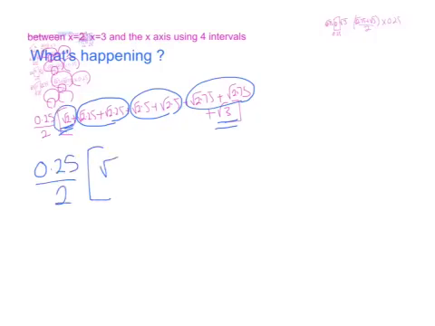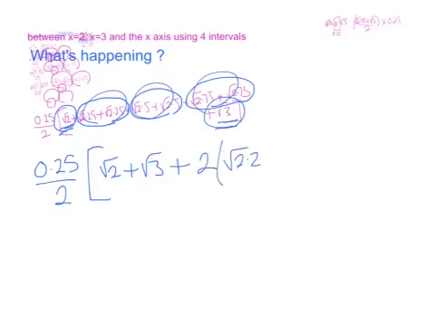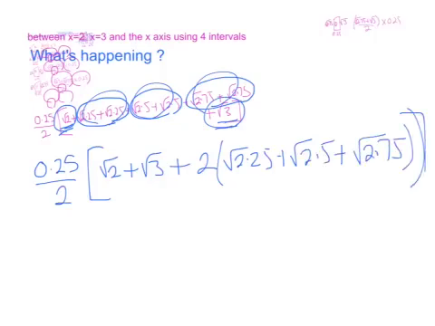Take this very first value here and the very last value here, and then instead of writing these ones out twice, we just write 2 lots of root 2.25 plus root 2.5 plus root 2.75. And that would be a much neater way of writing it. And it can all go into the calculator, which tells us it is 1.578 to 3 sig figs.